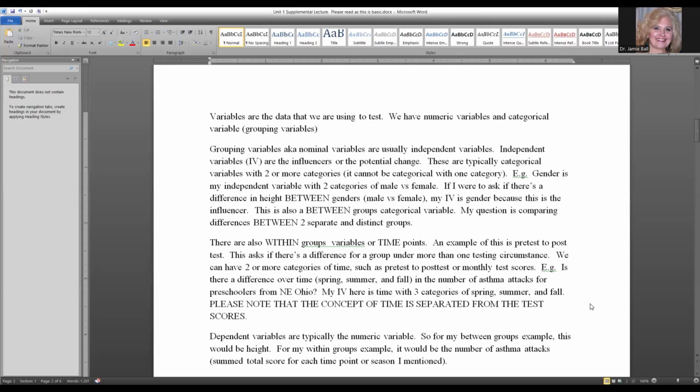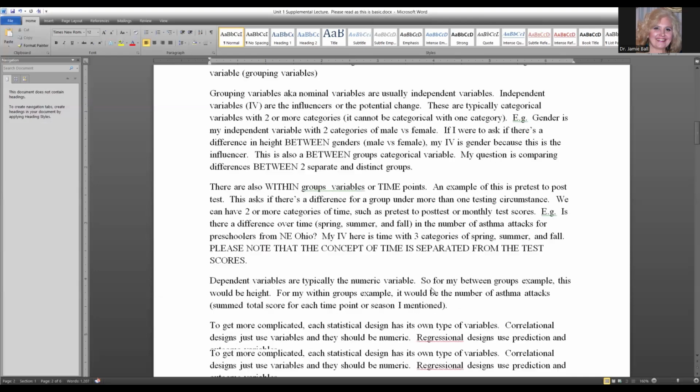But there's more than one testing circumstance. And you can have more than two categories. You can have more than just pre-test or post-test. You could have monthly scores. You could have, is there a difference between spring, summer, and fall? And the number of asthma attacks for preschoolers, right? My independent variable here is time, a within groups factor, because I don't have boys versus girls. I have one group, preschoolers from Ohio. But what's separating is spring, summer, and fall. Okay. Those are my three categories.